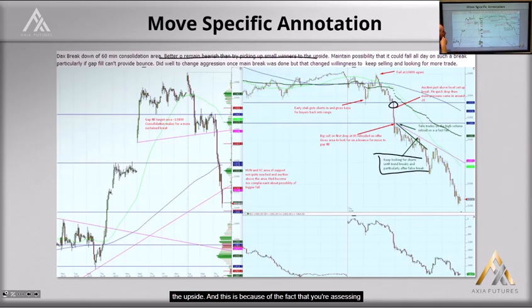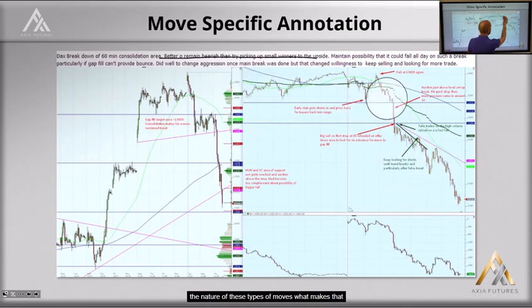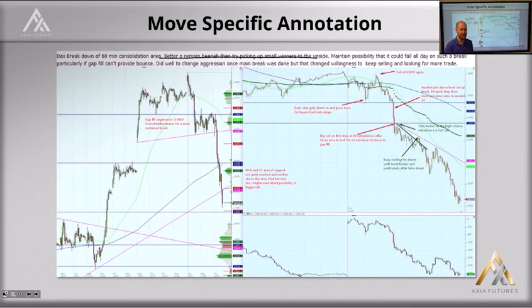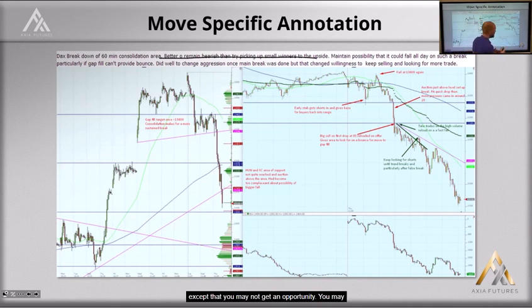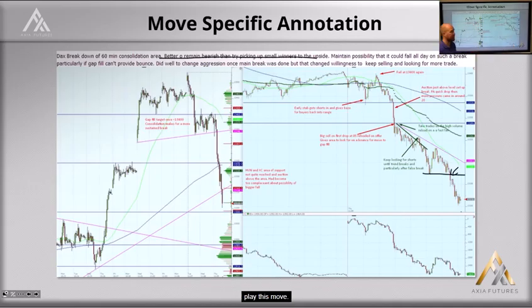And this is because you're assessing the wider perspective and then putting the detail on the shorter time frame chart. The detail helps you understand the way that things trade, the nature of these types of moves, what makes them difficult to trade, and how you then need to adapt and deal with that. One way to deal with it could be to say, I can keep looking for shorts, but accept that you may not get an opportunity. You may have to wait quite some time to give yourself a clear breakout chance to then play this move.